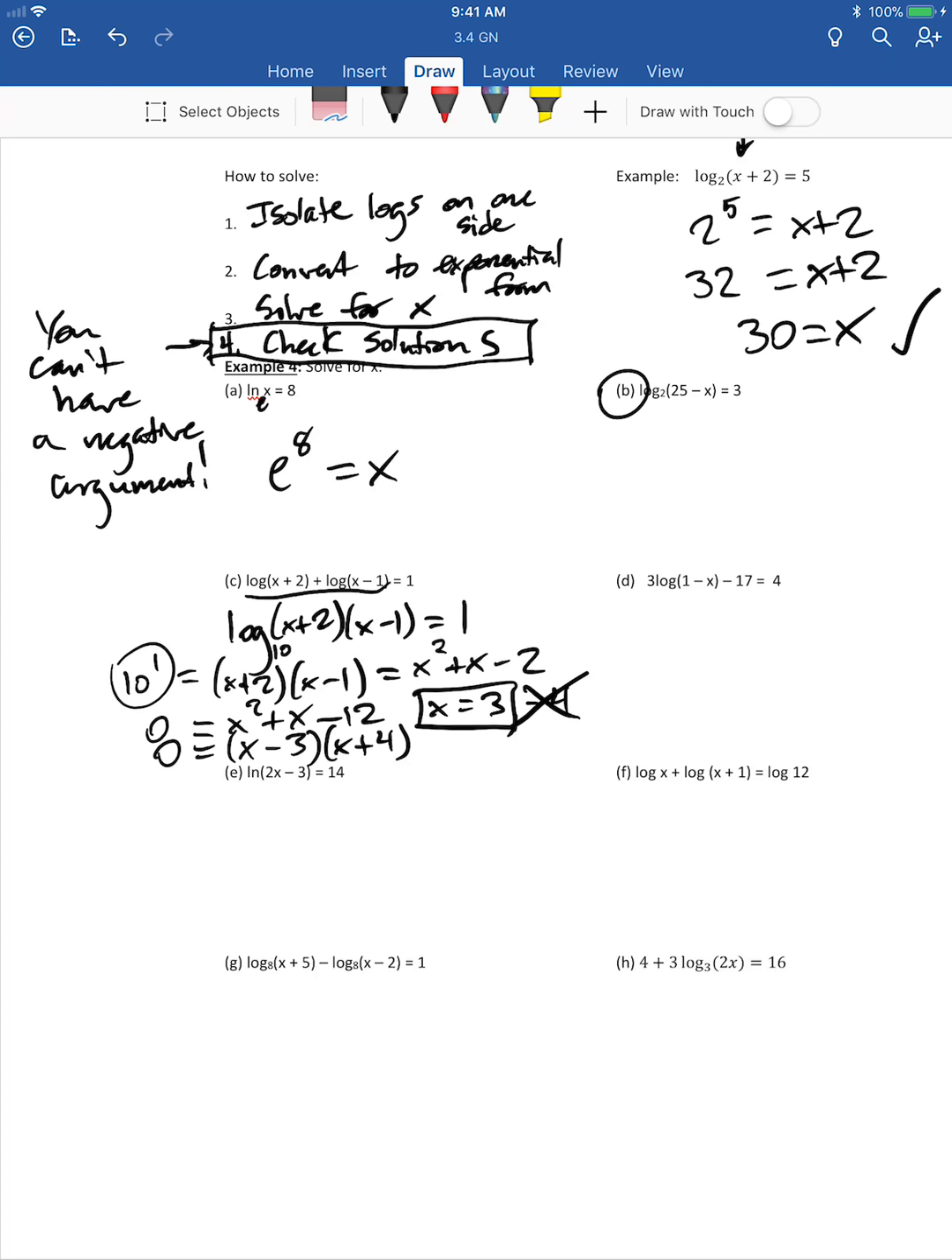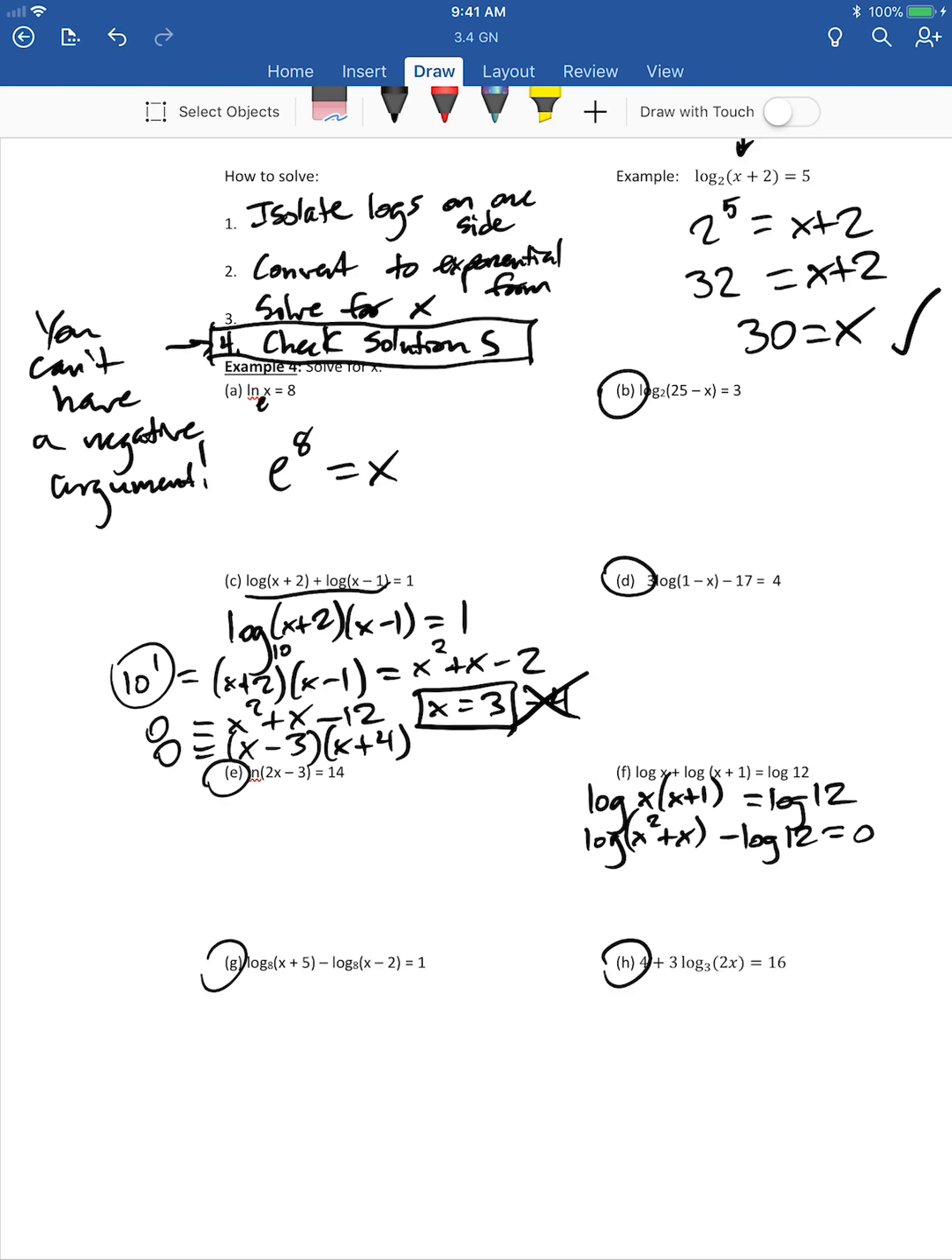All right. I'm going to have you do D on your own, as well as E, and go ahead and do G and H too. But for now, I will go through F for you. And it's very much like the one we just did, except that I need to isolate my logs on one side this time. They're not all moved over for me. So first, I'm going to condense my left side to a single log. X times x plus 1 equals the log of 12. So that's the log of x squared plus x minus the log of 12 equals 0.